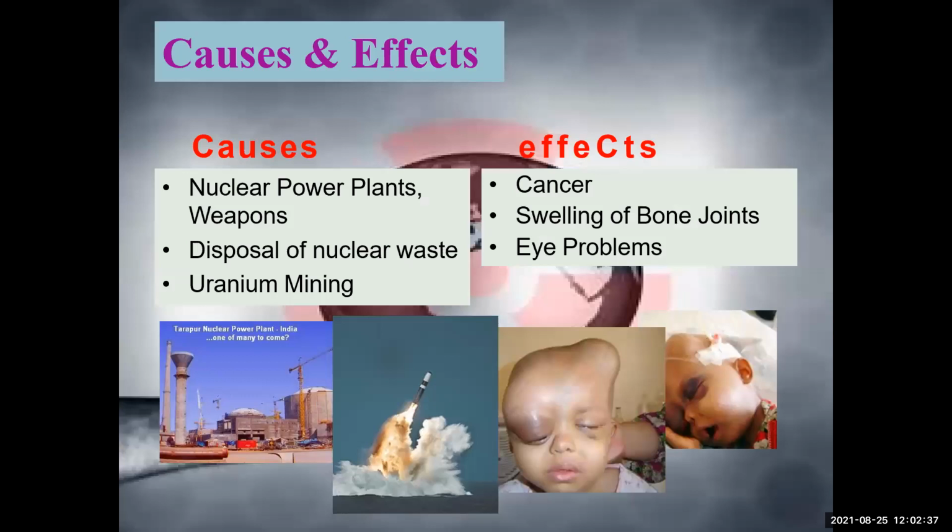This is the causes and effects. What are the causes of radioactive pollution? Anyone? The causes include nuclear power plants, improper disposal of nuclear waste, and uranium mining. There are many types.